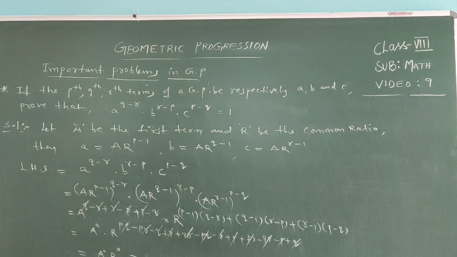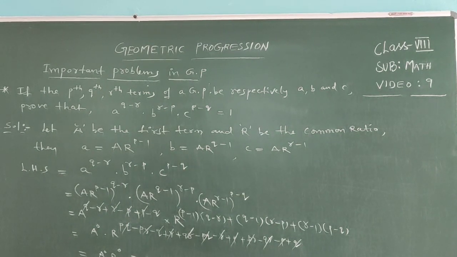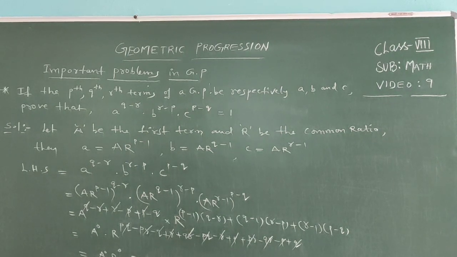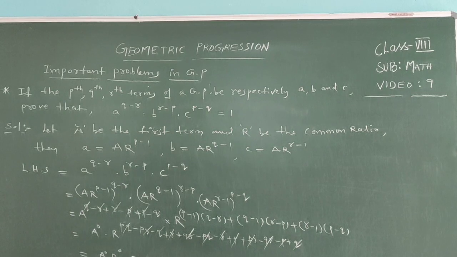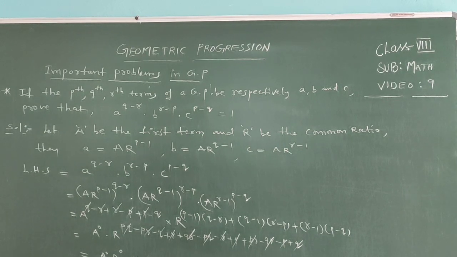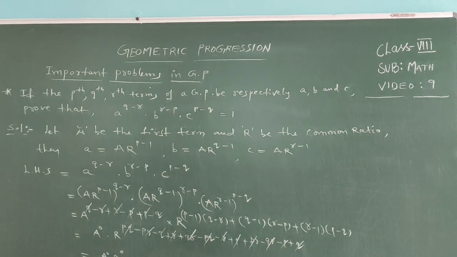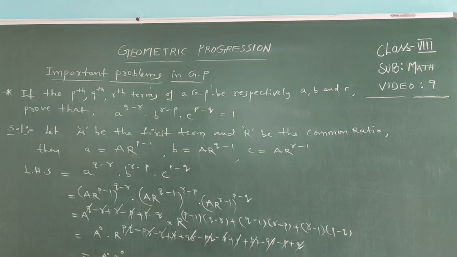LHS: a power q minus r, b power r minus p, c power p minus q, they gave. a means A R power p minus 1, b means A R power q minus 1, c means A R power r minus 1. That power belongs to A as well as R. That's A power q minus r plus r minus p plus p minus q, R power p minus 1 into q minus r plus q minus 1 into r minus p plus r minus 1 into p minus q. If you expand both, the terms get cancelled, meaning A power 0, R power 0 we will get. So something power 0 gives 1 as the result. That one we are aware of.